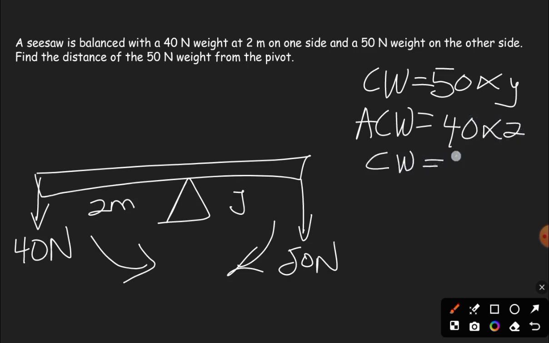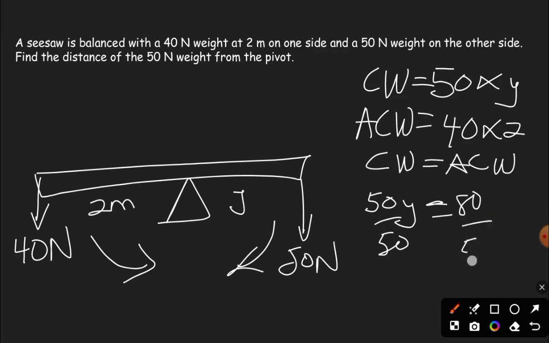Clockwise moment equals anticlockwise. So we are going to have 50Y equals 80. Divide both sides by 50. We are going to have Y equals 1.6 meters. So this weight is supposed to be 1.6 meters away from the center.